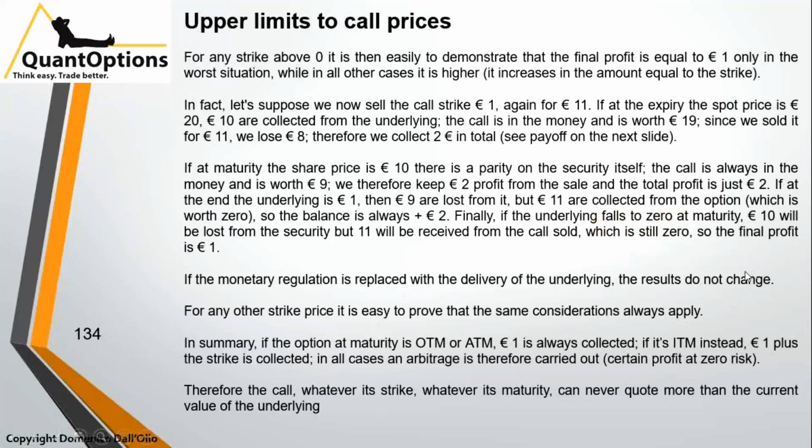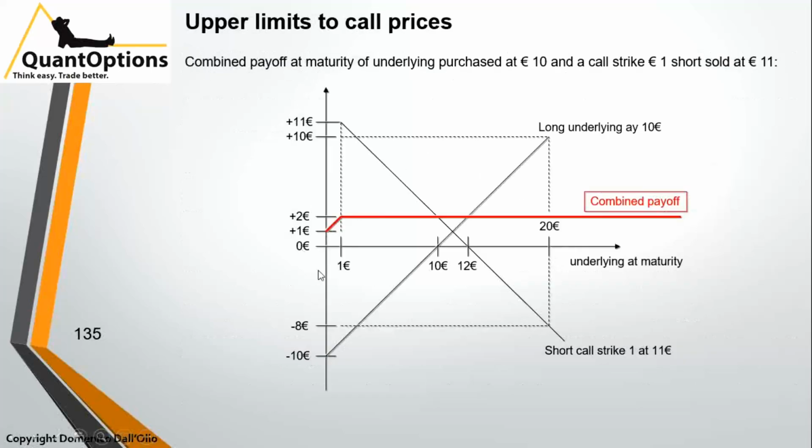For any strike above 0, it is then easy to demonstrate that the final profit is equal to 1 only in the worst situation, while in all other cases it is higher. Let's go directly to the next payoff chart.